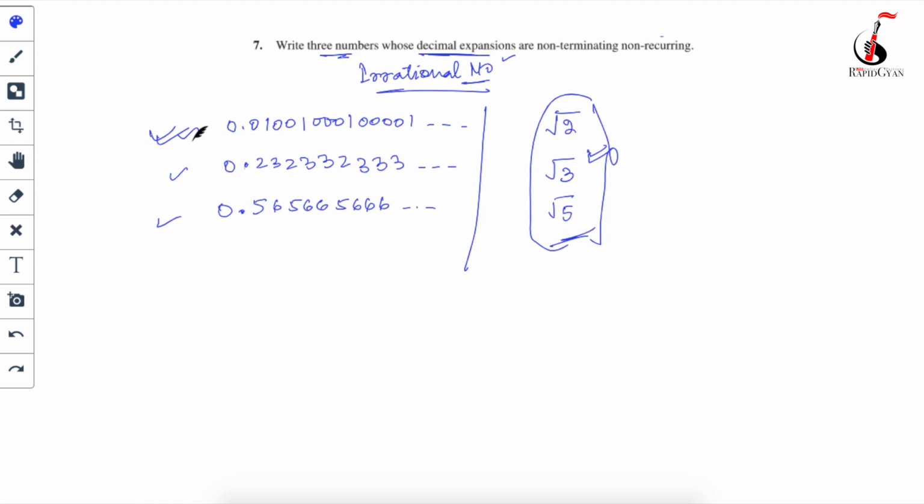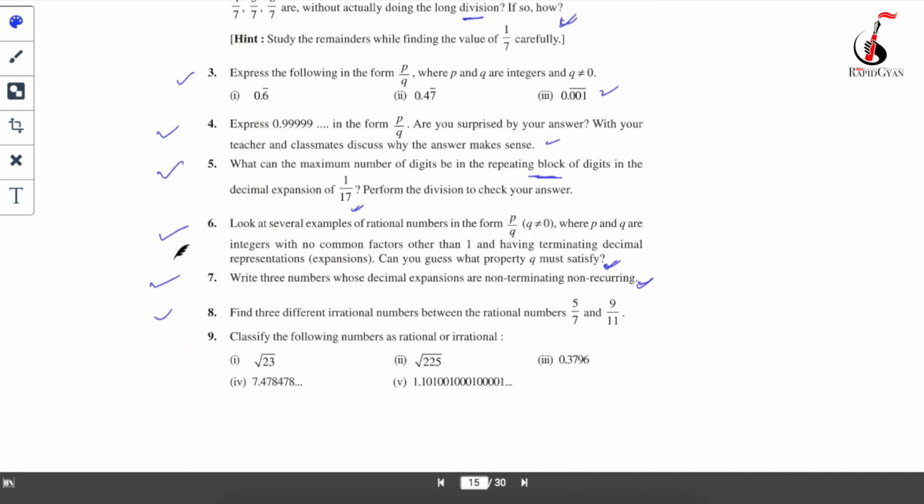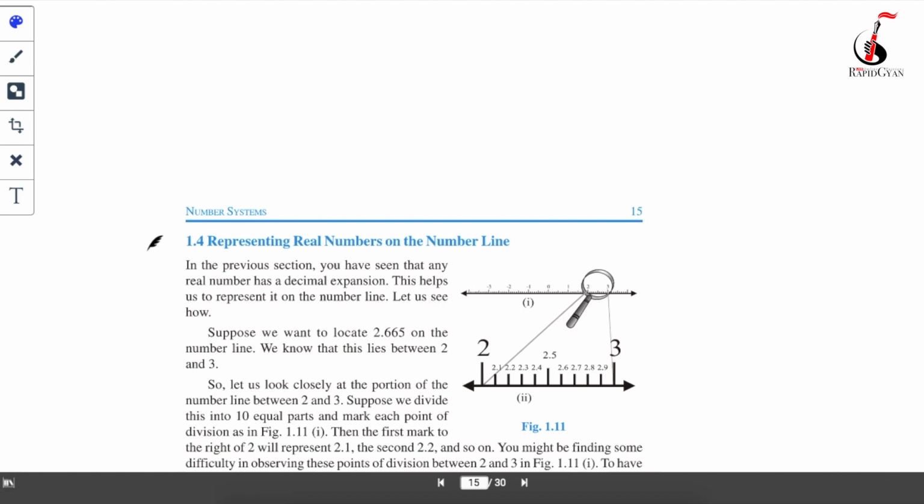Now what's your next question? How many questions are there? 8, 9. So that's it. Only two questions have left, 8 and 9. After that we will study this particular topic of the chapter, representing real numbers on the number line. I will be explaining this in the next video.